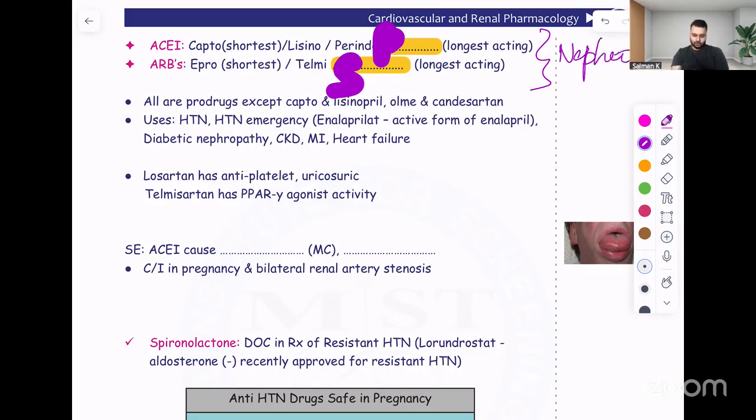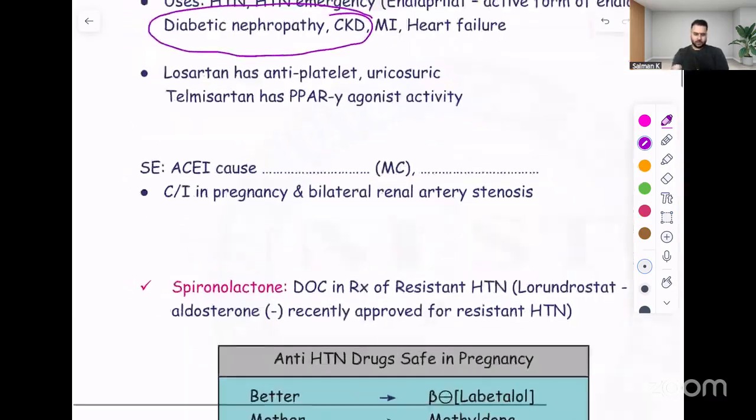That's why they are preferred in people having diabetic nephropathy and CKD. This was one of the questions in the last FMG. Okay, they're nephroprotective drugs.